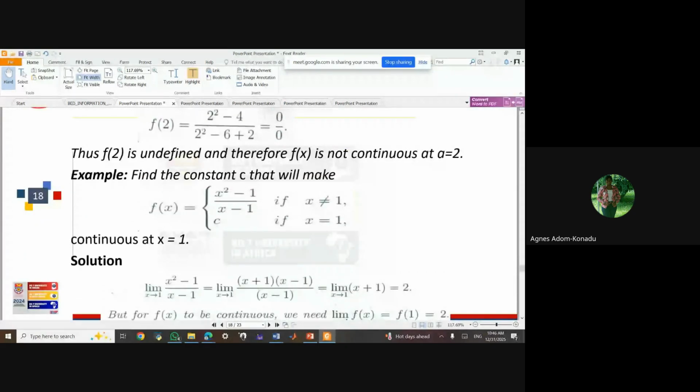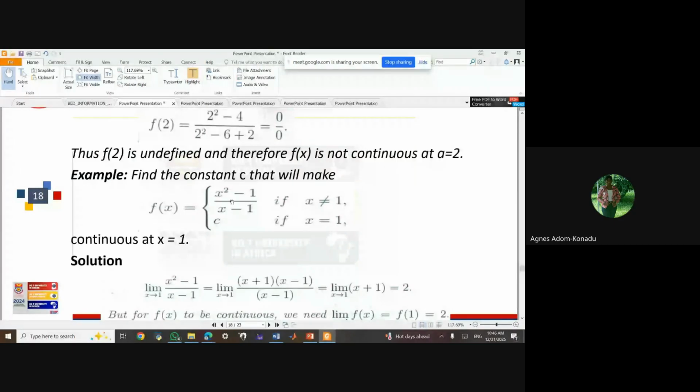Please, let's continue. The second one. We want to find the constant c that will make this function defined or continuous at x equal to 1. The function is x squared minus 1 over x minus 1. You know that when x equals 1, this function will be undefined. Do you agree?